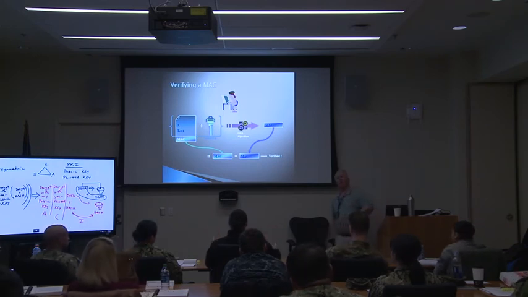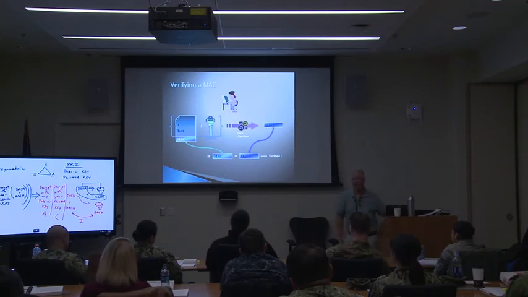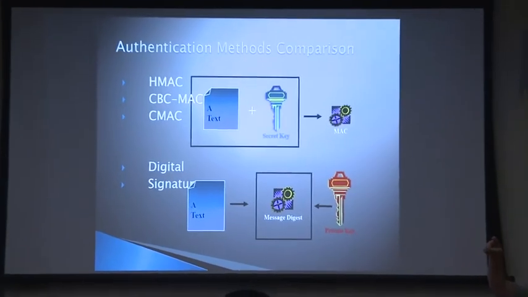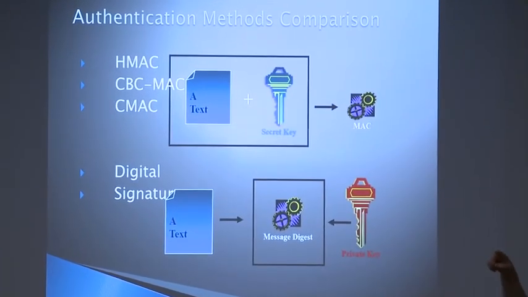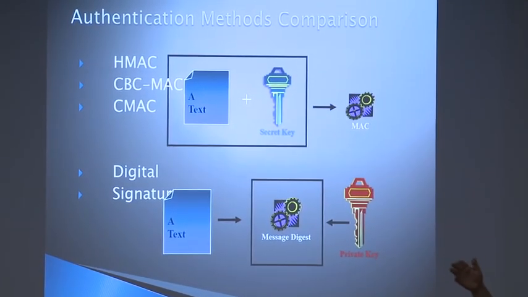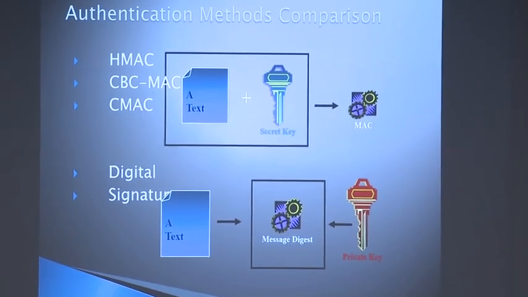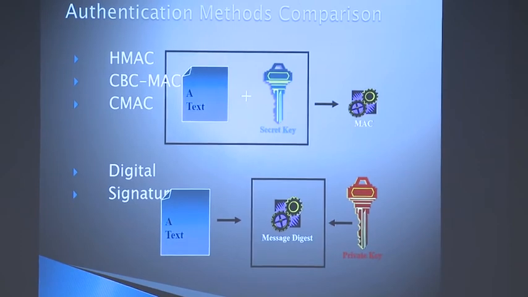Thank you for the segue, because the next thing that we're going to take a look at here is the digital signature. So up above, we are using the text plus the secret key to get the MAC, the message authentication code. Now we're going to look at this digital signature. The digital signature is a little bit different in how we do it.